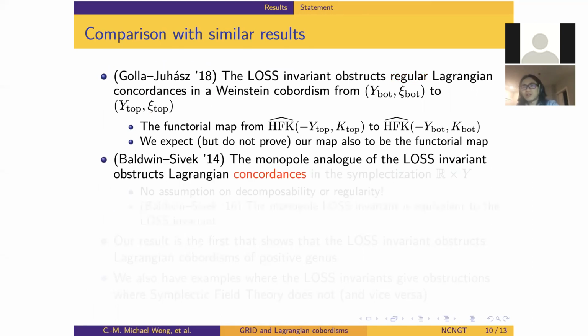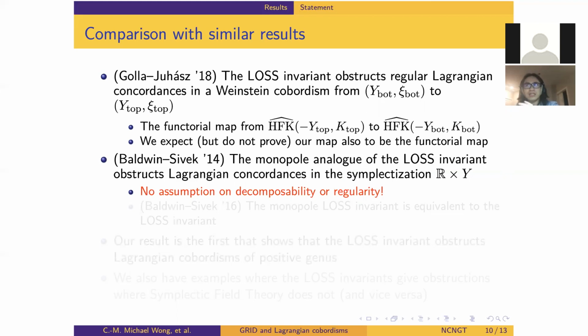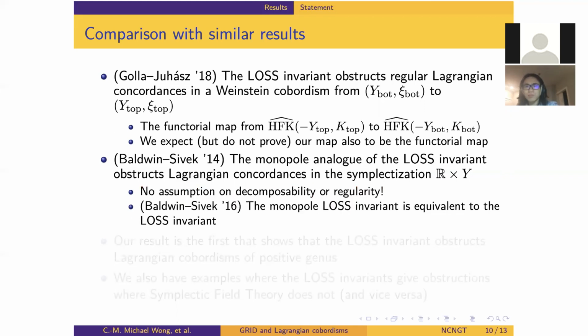In a different direction, Baldwin and Sivek showed that the monopole analog of the LOSS invariant obstructs Lagrangian concordances in the symplectization without any assumption on the decomposability or regularity of the Lagrangian cobordism or concordance. Of course, they also show that the monopole LOSS invariant is actually equivalent to the Heegaard Floer LOSS invariant. So, we're talking about the same thing.